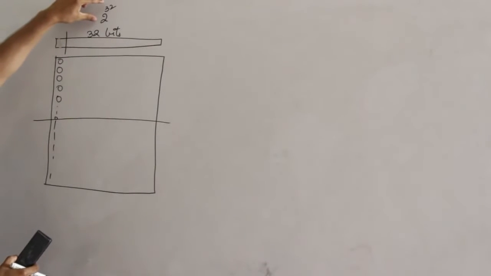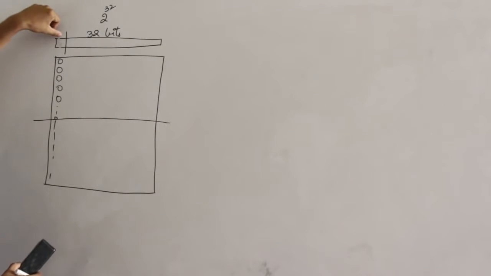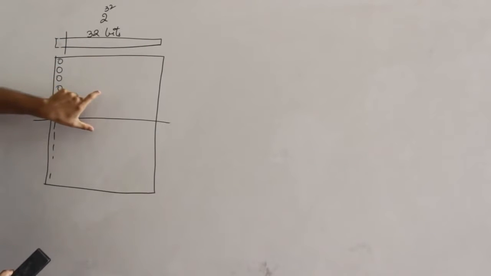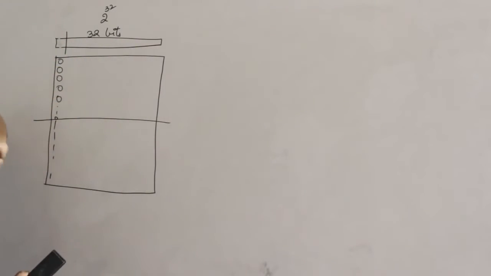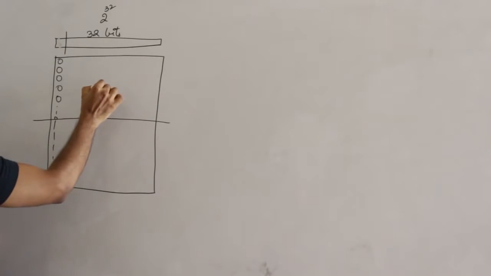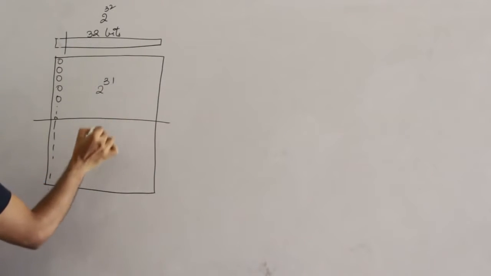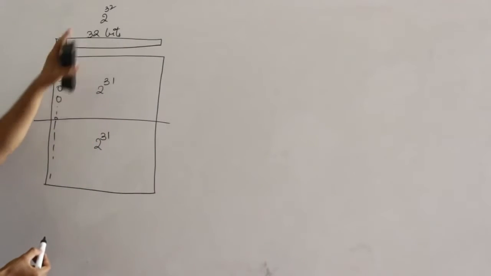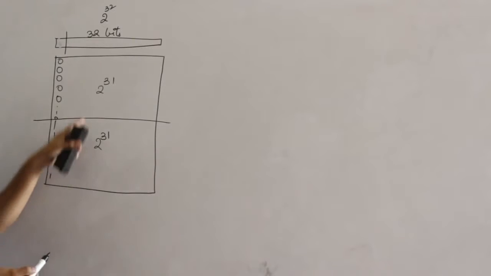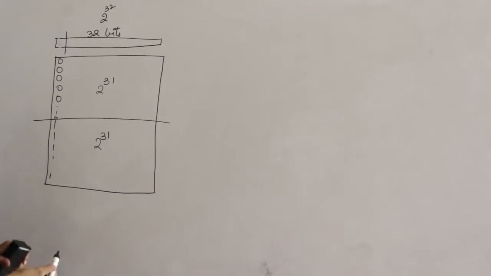So total numbers were 2 power 32, and because I have chosen one bit, we divided the entire numbers into two parts. Then what is the size of the first part and what is the size of the second part? The size of the first part is 2 power 31, and the size of the second part is 2 power 31. The reason is that when 2 power 32 is divided in half, we get 2 power 31 and 2 power 31, right?